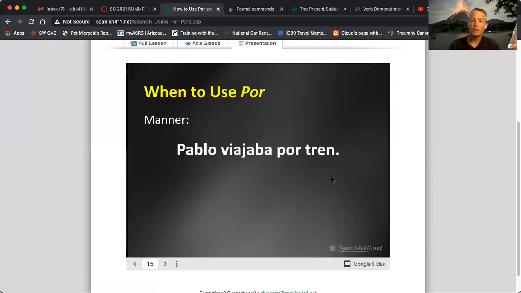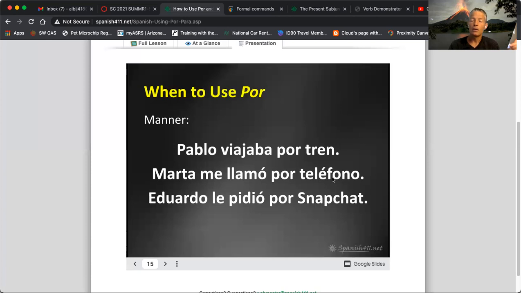Manner. Pablo viajaba por tren. Pablo traveled by train. So it's by or via. Some people say via, some people say via. Marta me llamó por teléfono. Marta called me by phone. Eduardo le pidió por Snapchat. Eduardo asked through Snapchat or asked by means of Snapchat.